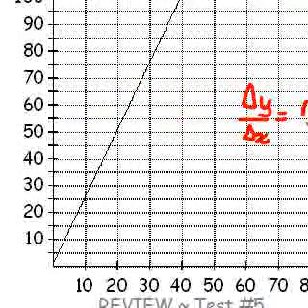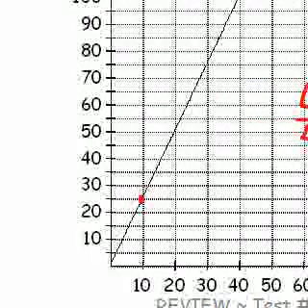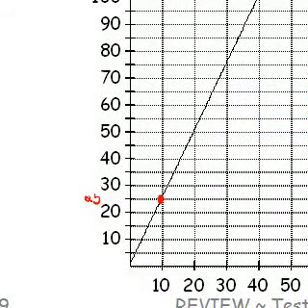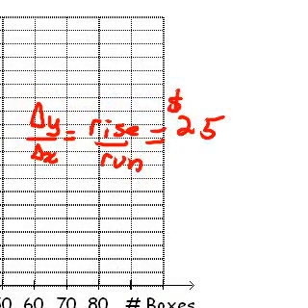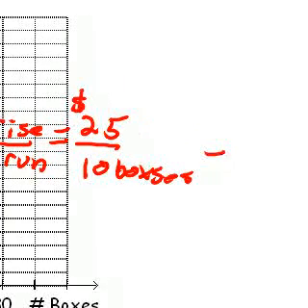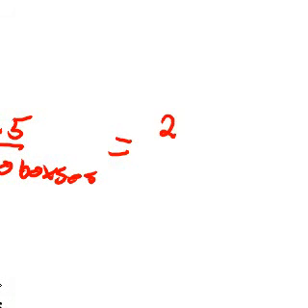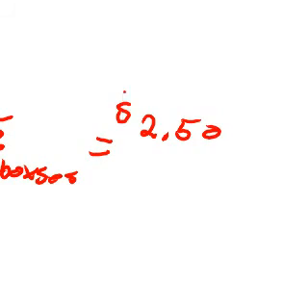And so, well, let's start here. It looks to be about 25. And our rise, and let's see there, that looks like a good point to go. Our rise would be 5, 10, 15, 20, 25 over a run of 10. So $25 over 10 boxes. So it looks like our profit is $2.50 per box.